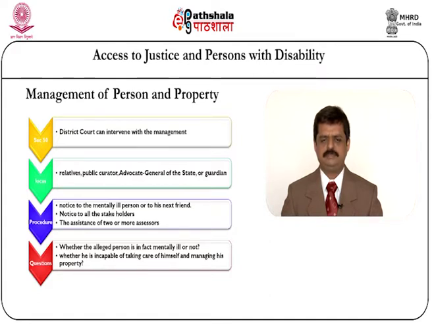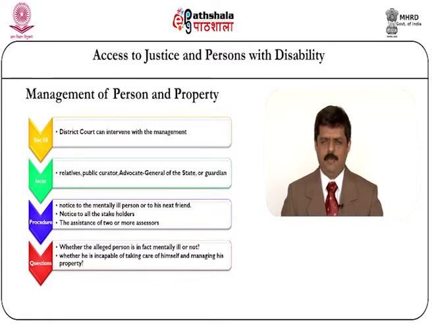So, there is a series of people who can intervene in the functioning or maintenance of the property belonging to the mentally ill person. Once the district court is intimated that there is no proper care of the property, notice is issued to all the stakeholders and a hearing is conducted. The hearing has two objectives: whether the person is suffering from mental illness, and if yes, whether he can take care of himself or he cannot. Once these questions are answered in the affirmative, the court will go ahead and appoint a person to take care of the property. The appointment is of two different kinds of persons.